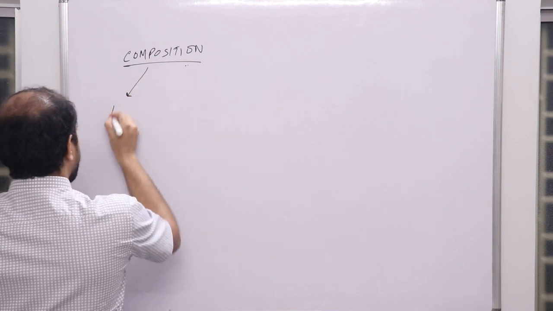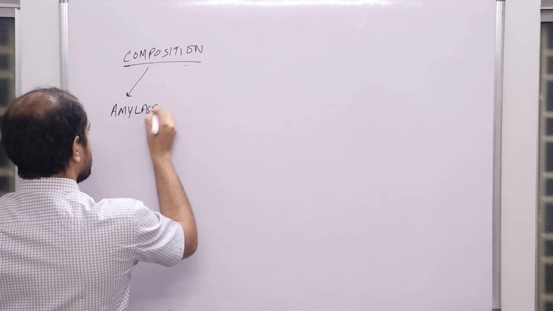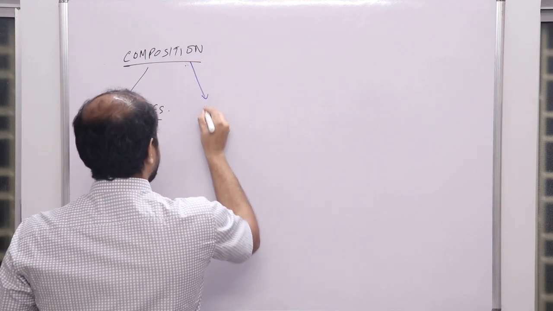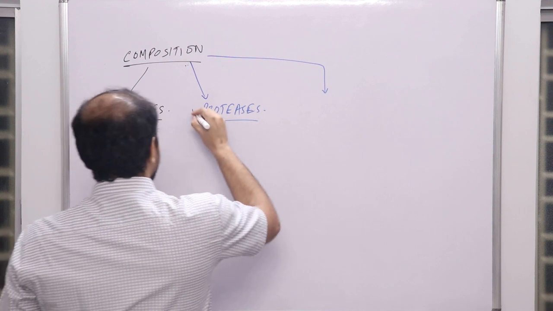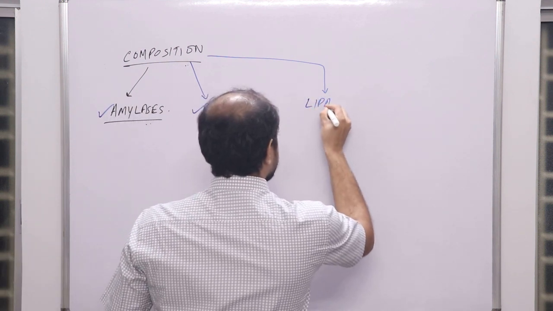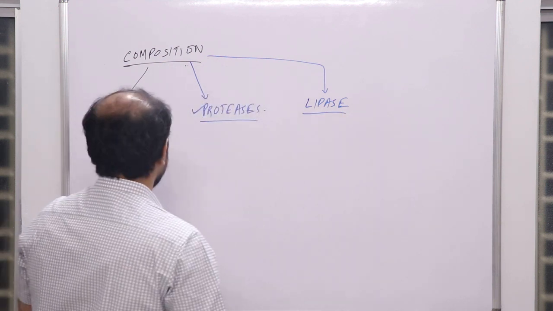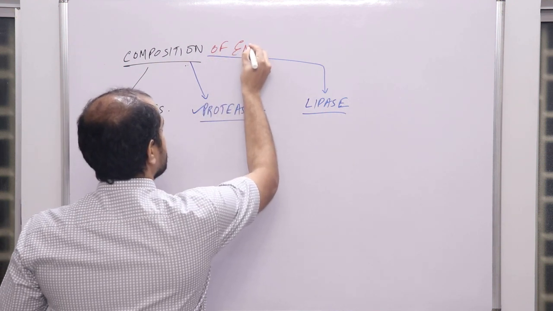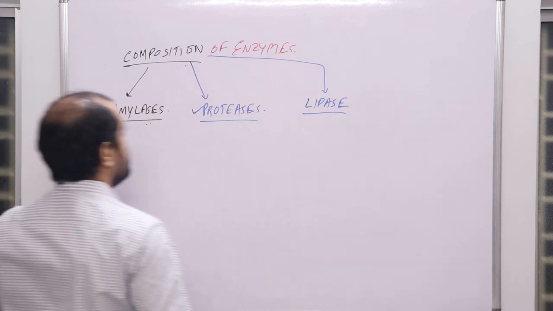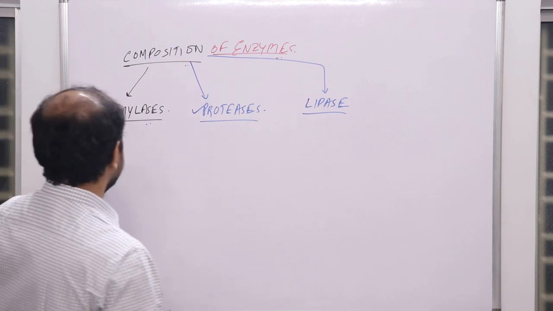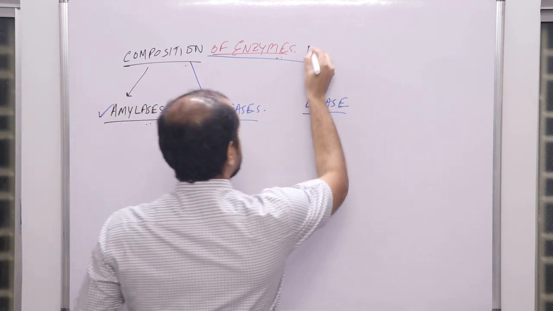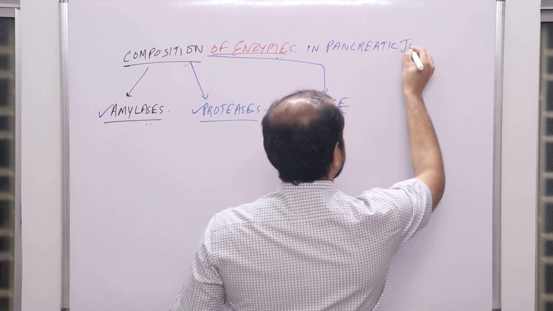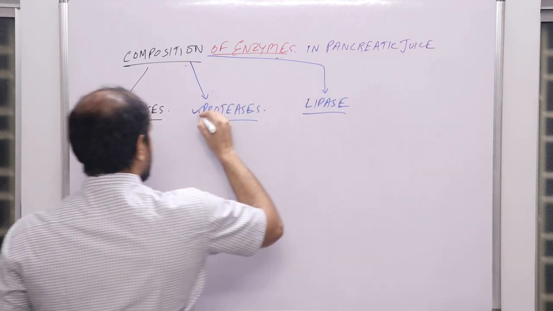Listen, they are made up of amylases. Amylases are enzymes which break down the carbohydrates. Okay, they are made up of proteases. So amylases are carbohydrate digestive enzymes, proteases are protein digestive enzymes, and they have lipase. So these are the three categories of enzymes. Okay, composition of enzymes. So what are the types of enzymes present in pancreatic juice? The compositions are amylase, protease, lipase.